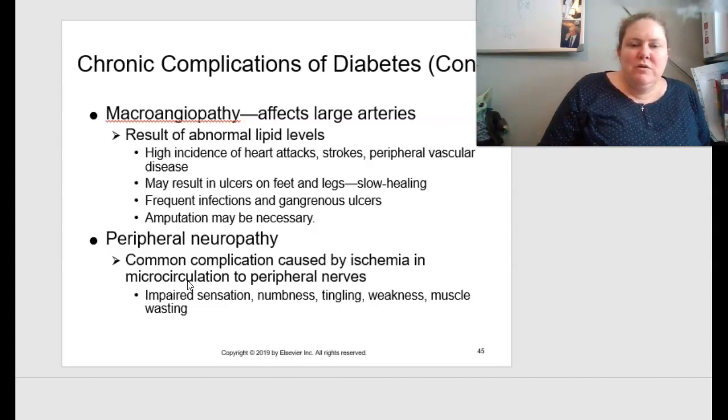You also have that peripheral neuropathy that can occur, and this is a common complication that's caused by the ischemia in the microcirculation to the peripheral nerves. And so because of this, it will cause impaired sensation, numbness, tingling, weakness, and potential muscle wasting.